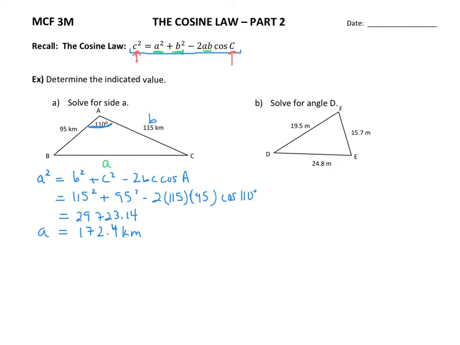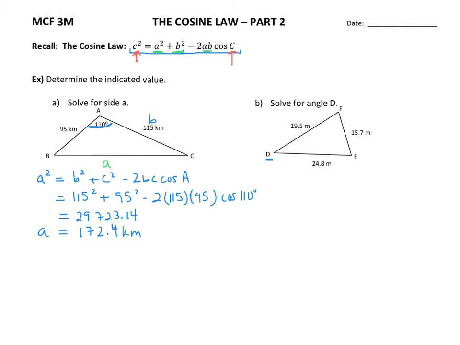All right, part B here, we're going to solve for angle D. Now, this is different than what we've been doing. We're going to actually solve for the angle. That means, in this case, we cannot use sine law. We can't use SOHCAHTOA. Sine law, we would have to have an angle and a side across from it, and we don't have any angles at all.